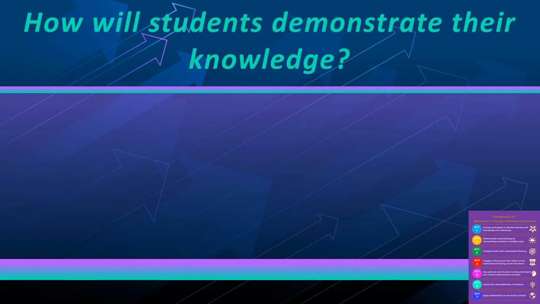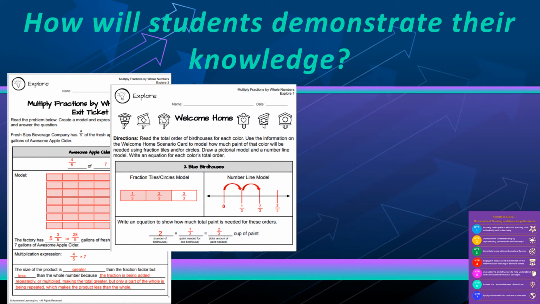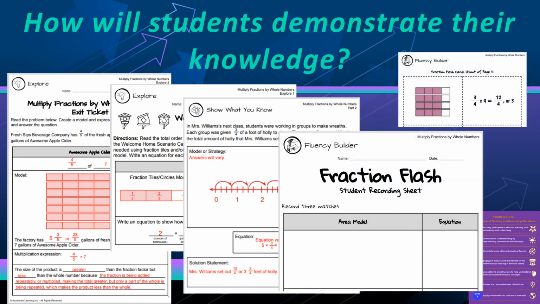How will students demonstrate their knowledge? Here are some examples from STEMscopes. Here we can see an example of an exit ticket, multiplying fractions by whole numbers. Students have a model drawn out as well as the answer written as a mixed number and a fraction greater than 1. We can also see and explore here where students will draw out their fraction tiles and number lines. Another show what you know, again with number lines. And students can also use the Fluency Builder games. This one is Fraction Flash.